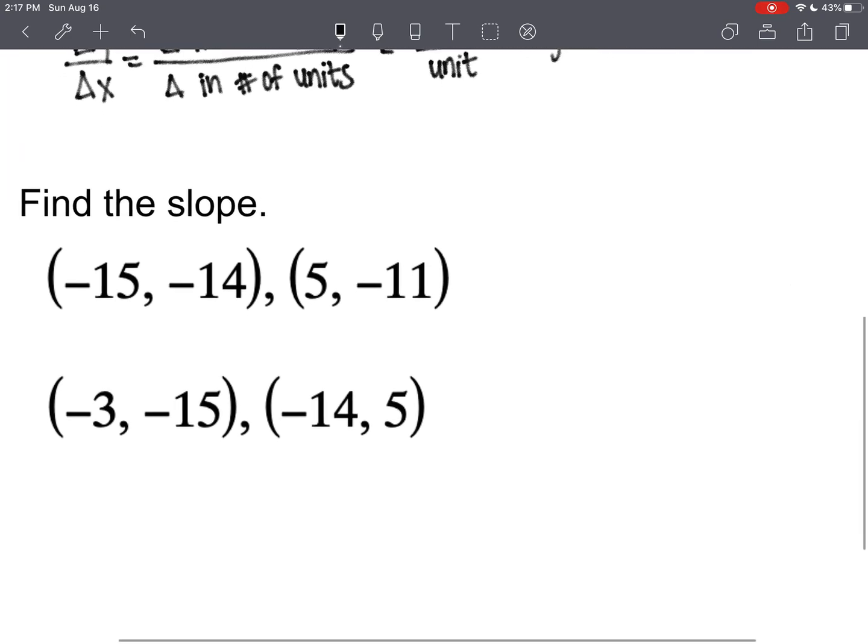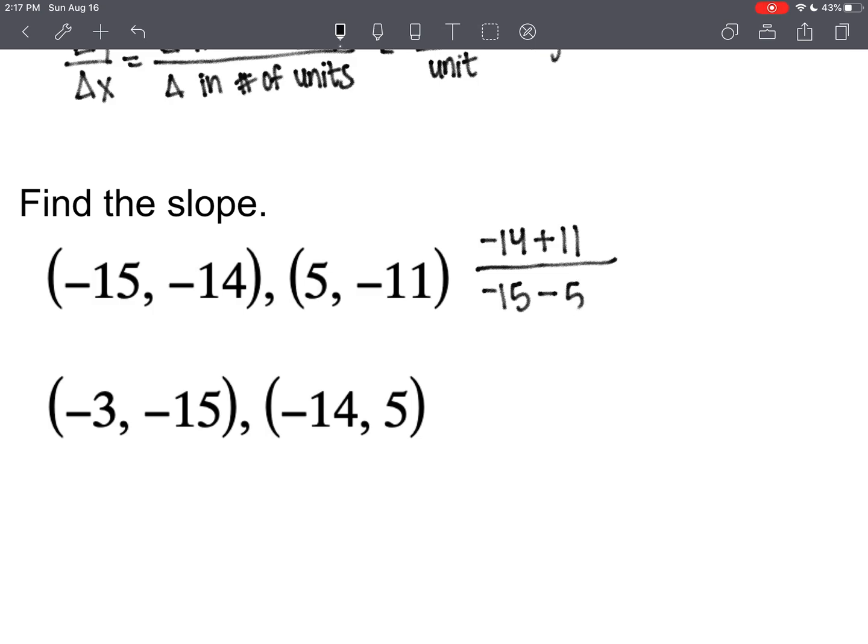Let's use whiteboards to make sure that we know how to find the slope. So grab your whiteboard and let's see if we can do this. So I've got y minus y, negative 14 plus 11, negative 15 minus 5. I'm getting negative 3 over negative 20. I got 3 over 20. If I'm going too fast, press pause.